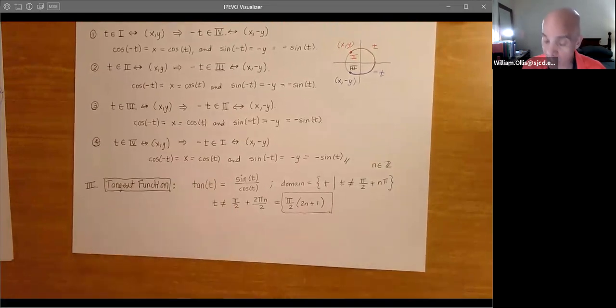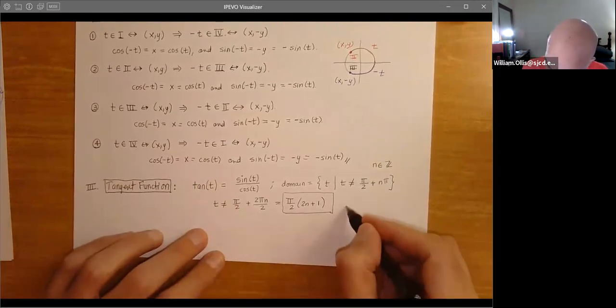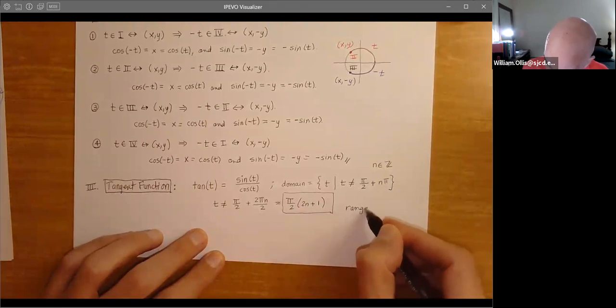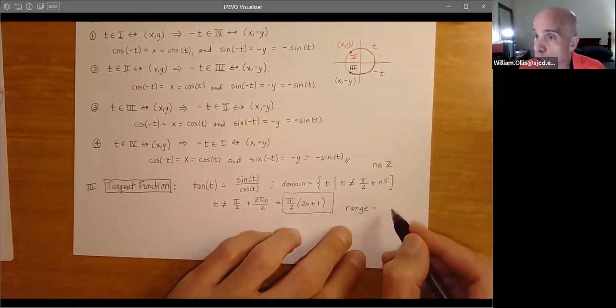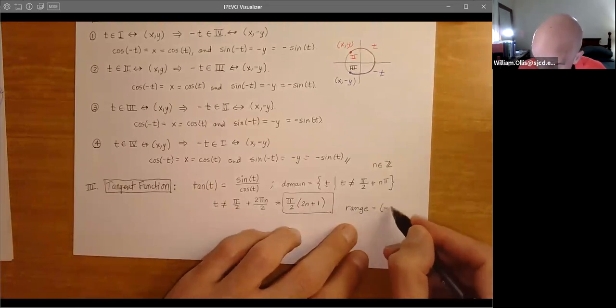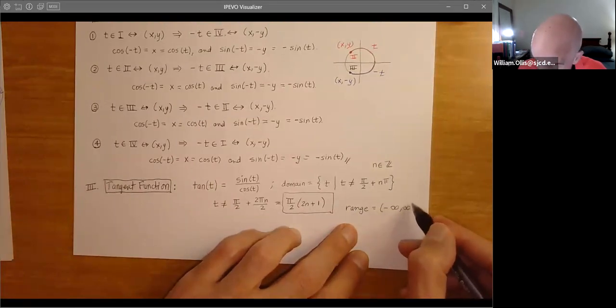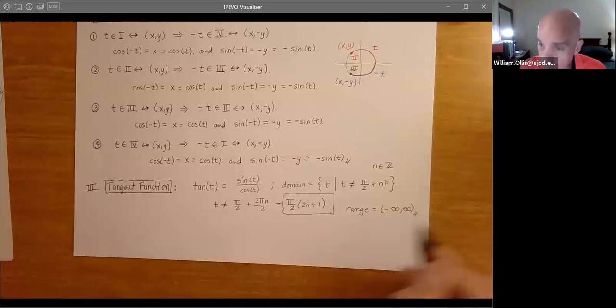Okay. Now, as I said before, the range will be all reals because of the vertical asymptotes. And we'll say more about that when we talk about the parent function of tangent. So for now, we want to go ahead and write this down and keep it in our back pocket.